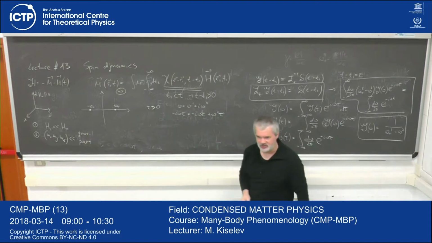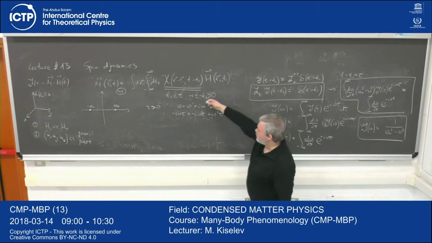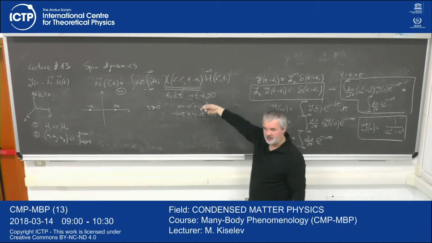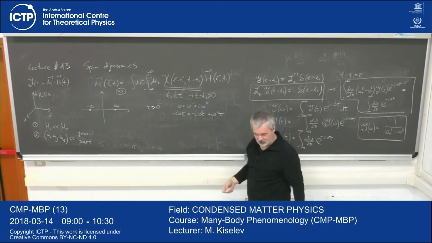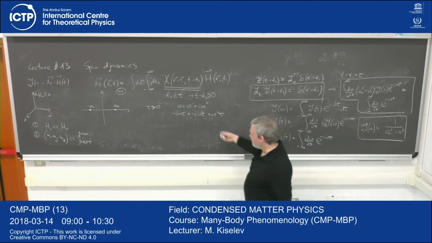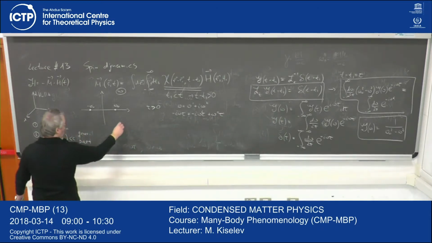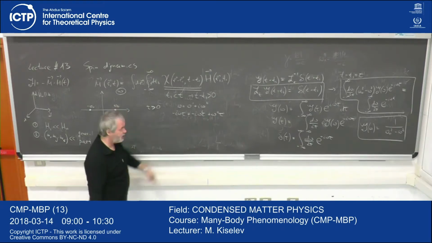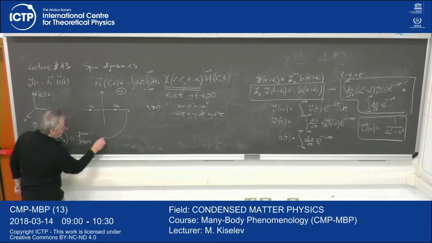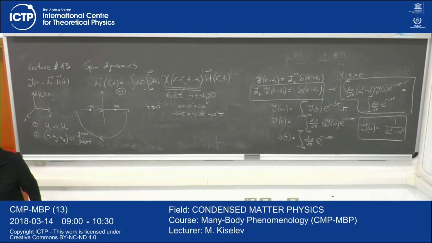Let me first compute for positive tau. Positive tau means I should have some response. Positive tau assumes that t1 is smaller than t. Therefore, for positive tau, I will close my contour in order to provide a convergence on a semicircle in the negative half plane. So this would be the contour of integration, and I should get something.